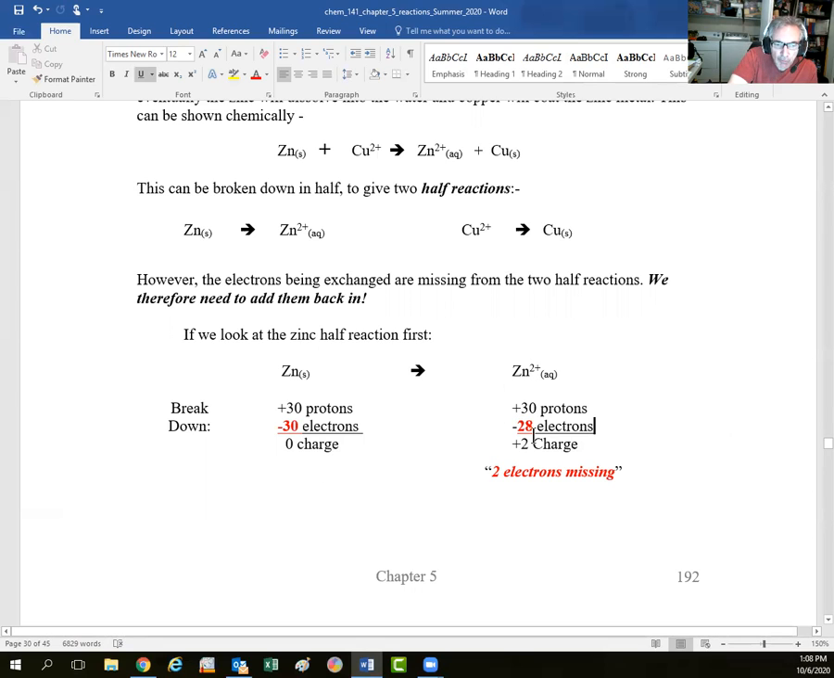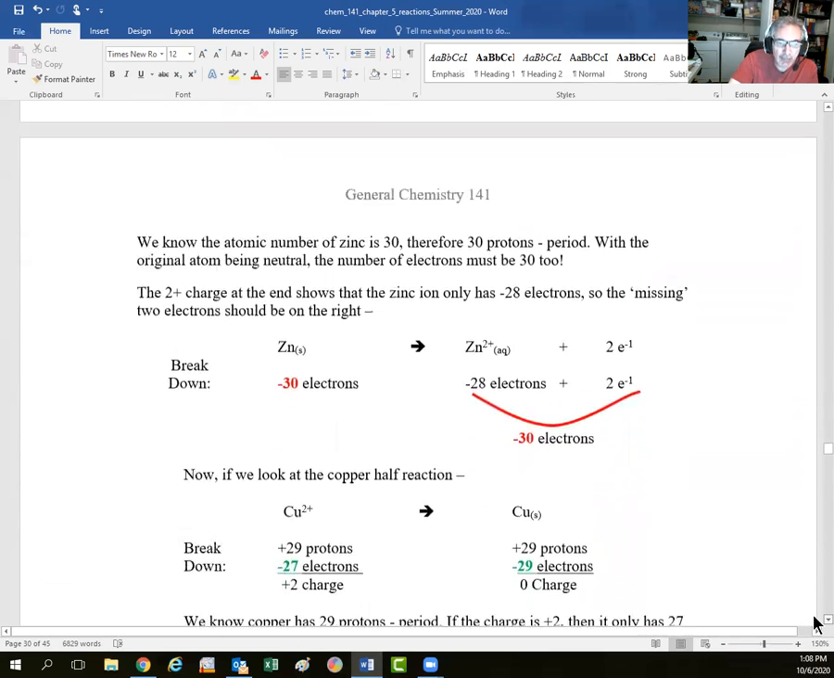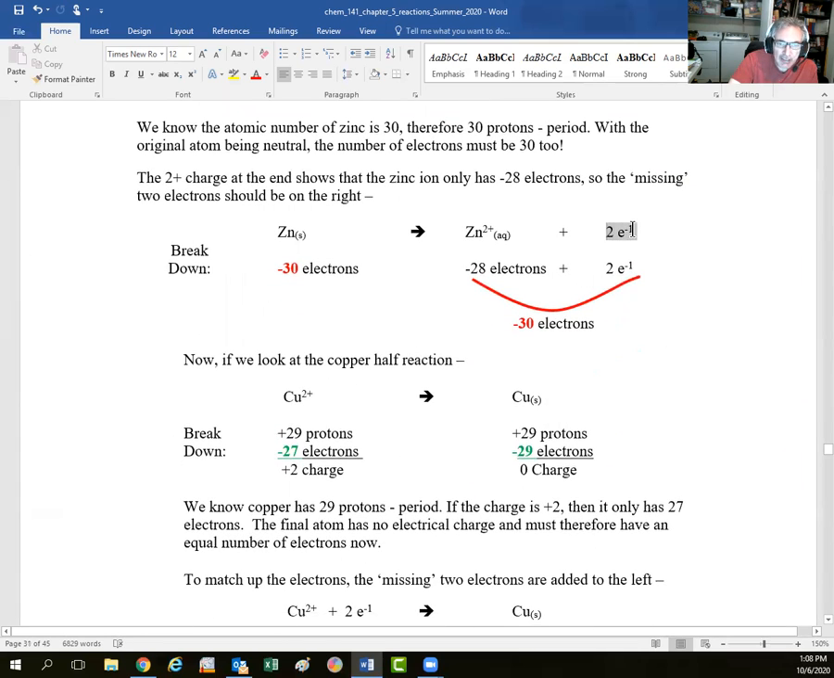So with a 2 plus charge, the electron count must be 28. It's the only way for it to work. So we started with 30 electrons on the left. We're finished with just 28 electrons. We've got 2 electrons missing on the right-hand side. And so to complete this half equation, we add those electrons back in.